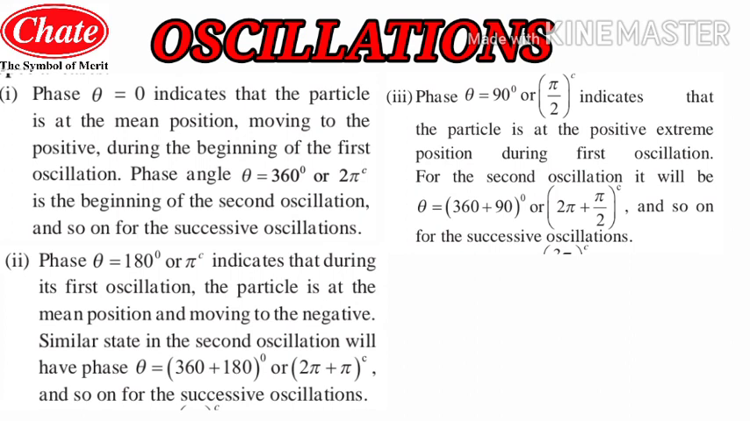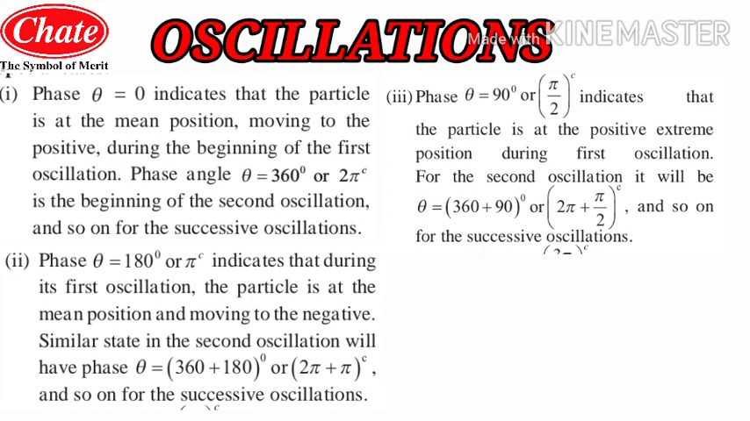For the second oscillation, after the completion of one revolution, it will be 360 plus this current 90 degrees. So theta is equal to 360 plus 90 degrees, or in radian, 2 pi plus pi by 2 radian. The process continues in the same way: the addition of angles goes on, 360 plus the first angle, as successive oscillations are completed. So this is the third phase we have learned.